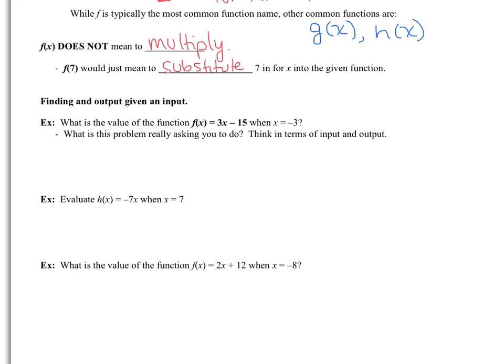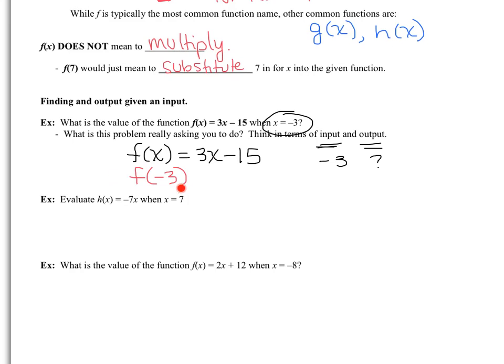So here on this first problem we have our function f(x) equals 3x minus 15. And they're asking us to evaluate the function when x equals negative 3. So what that's really asking you to do is, we know the input because we know x, and we're trying to find the output. So when the input is negative 3, what's the output? To do that, everywhere I see an x, I'm going to put in a negative 3. So this says the function when x is negative 3 is going to be equal to 3 times negative 3, and then minus 15.